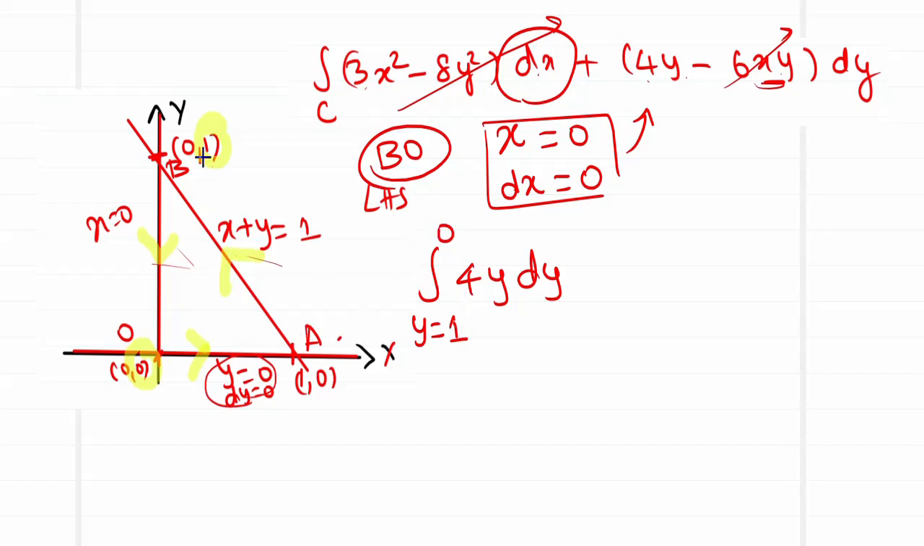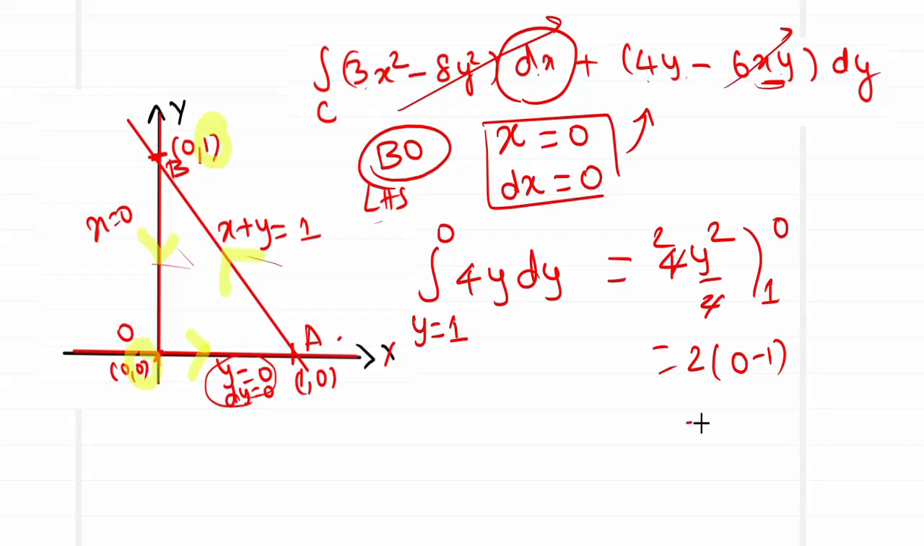So don't take it in the common sense like 0 is the lower limit and 1 is the upper limit. You will go wrong because we are traversing the curve in the anti-clockwise direction. So y, when it comes down, will move from 1 to 0. So let me integrate this. This is going to be 4 y square divided by 2 between the limits 1 and 0. This goes off 2 times. So we have 2 times 0 minus 1. Hence the answer is going to be minus 2. And this is the integral along the line BO.